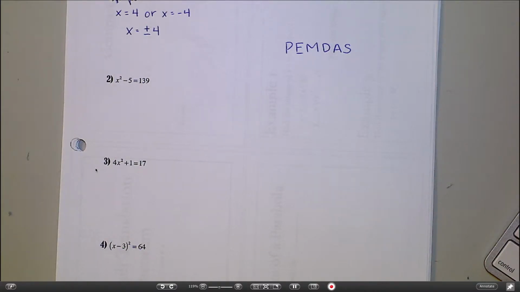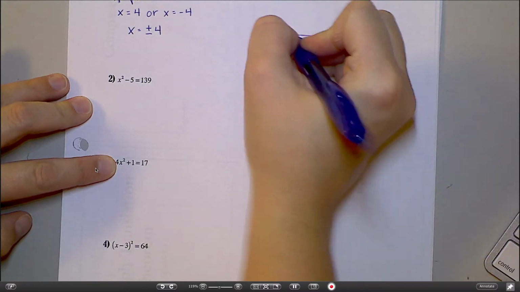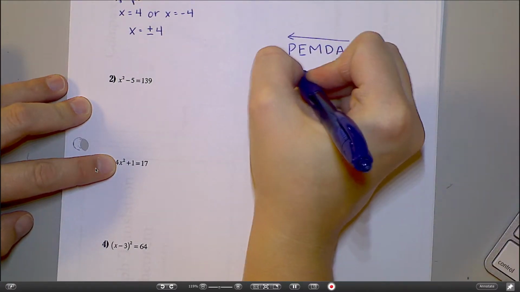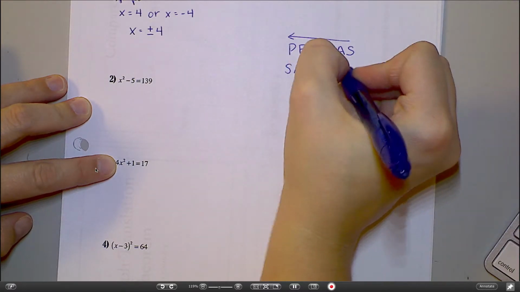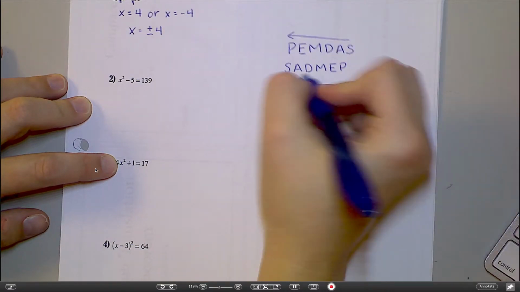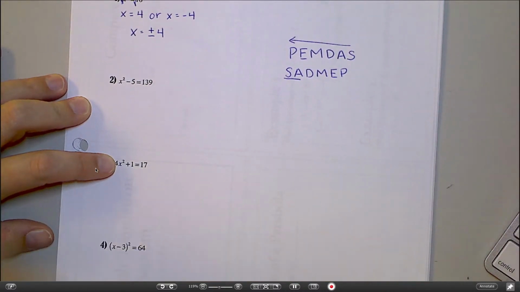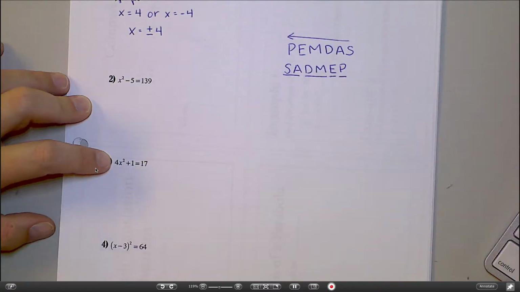Well, solving an equation is like undoing things. So you're doing order of operations in reverse. To solve an equation, you are doing SADMAP. This is the order that you undo things. First you undo subtraction and addition, then you undo division and multiplication, then you undo exponents, then you undo parentheses.